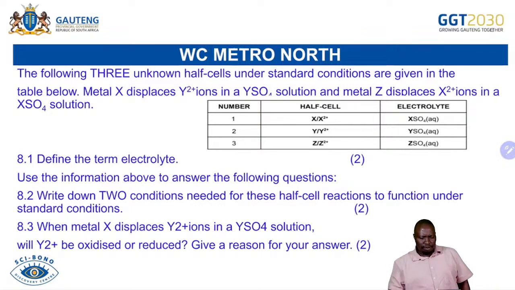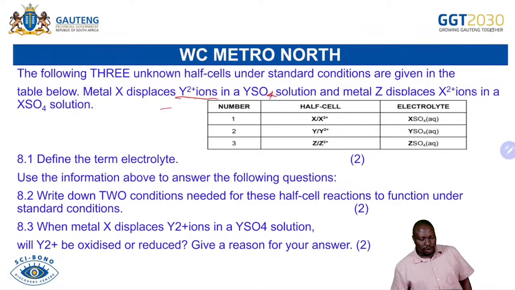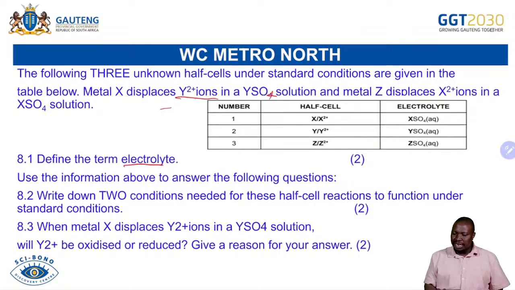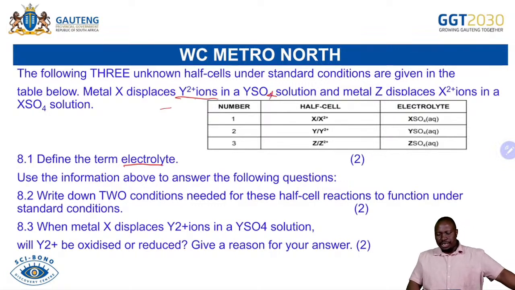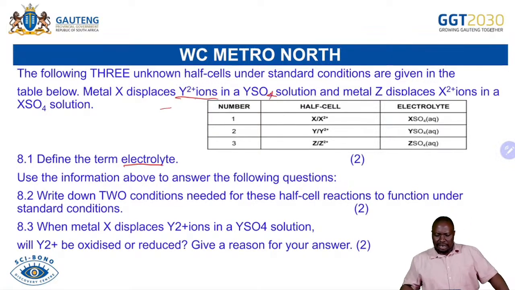Now on this one from Metronaut, they decided to give you your half cells. They said the three unknown half cells under standard conditions are given in the table below. Metal X displaces Y2 plus in YSO4 solution, and metal Z displaces X2 plus in that, and that is what we have. The first question was: define the term electrolyte. Remember, we said when a substance is dissolved in water, it forms ions, it forms a solution, and that solution can conduct electricity. Or you can just say it's a solution that conducts electricity through the movement of ions.